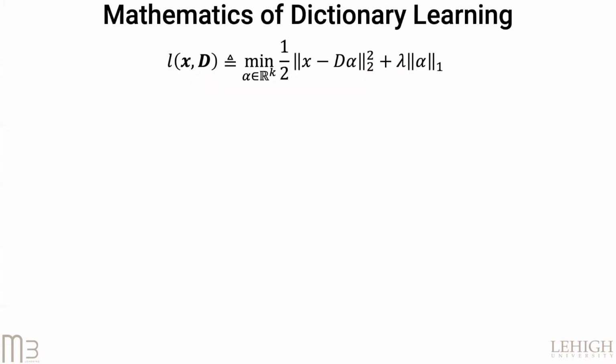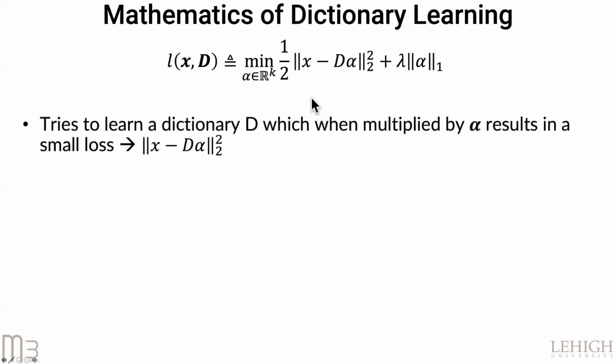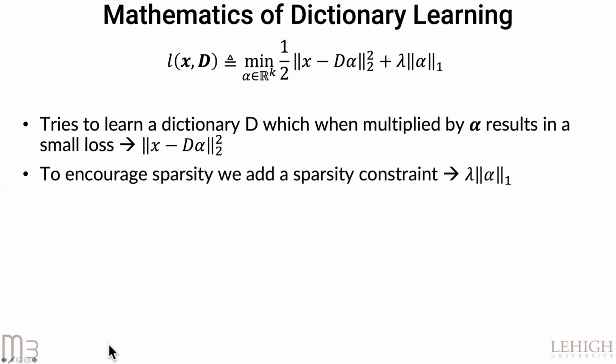So if we look at the mathematics of what dictionary learning is doing, it's relatively simple. What it's doing is it's trying to minimize this function, where this function tries to compute some atoms or some dictionary D, which when multiplied by alpha results in a small loss. To try to make the data more interpretable, it's common to add a sparsity constraint controlled by a hyperparameter lambda, which tries to minimize the value of alpha so that it doesn't go too large.